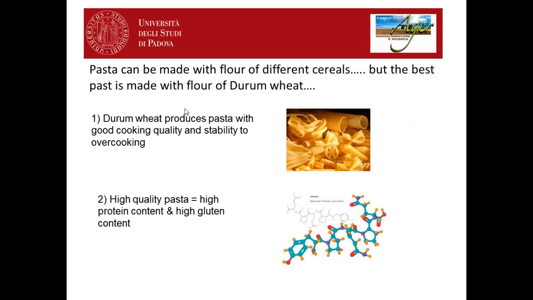I don't know if you are familiar with pasta, but real pasta is made with durum wheat flour. Indeed, it's considered a fraud in Italy to produce pasta, for example, with rice flour or bread flour. Why? Because the flour of durum wheat has a high protein and gluten content, which gives pasta very good cooking quality and stability to overcooking. Italians are very picky about the degree of cooking of pasta, I guess like you with your hamburgers.